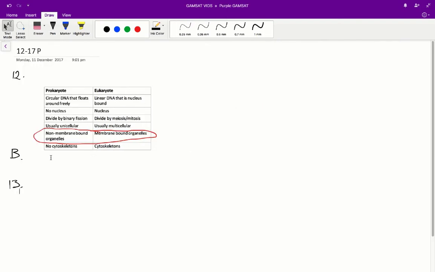Question 13. Which of the following is most likely? This cell is in A. Interphase, B. Prophase, C. Metaphase, D. Telophase 2. So answers B, C, and D, they are all examples of meiosis phases. So we need to figure out what is most likely.